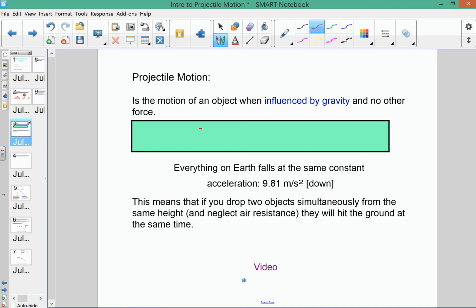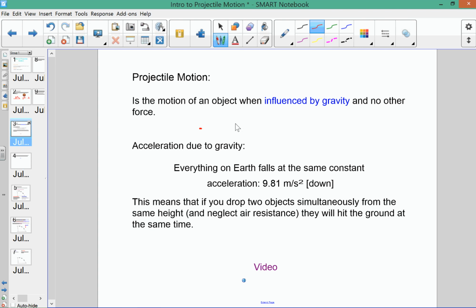What do we know about gravity so far? Well, based on the lab we did in class not that long ago, we figured out that the acceleration due to gravity is 9.81 meters per second squared down. And on the surface of the Earth, that's a pretty good estimate of our acceleration. So this means that if you take any two objects and you neglect air resistance and you drop them from the same height, they're going to hit the ground at exactly the same time.